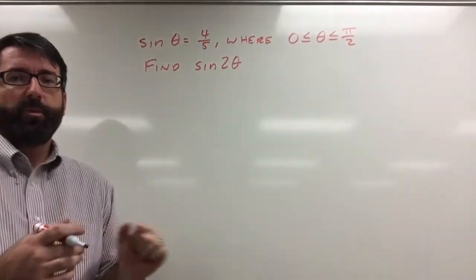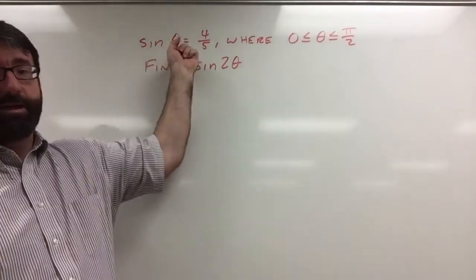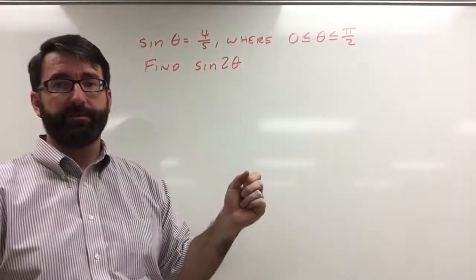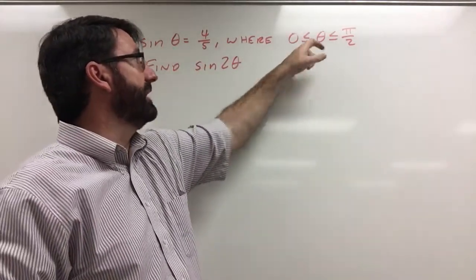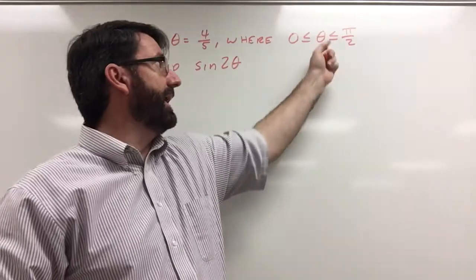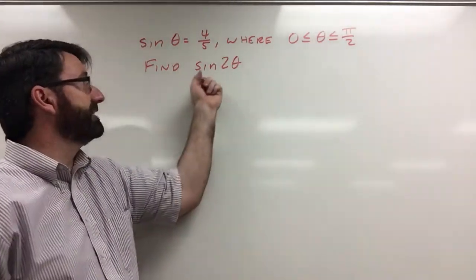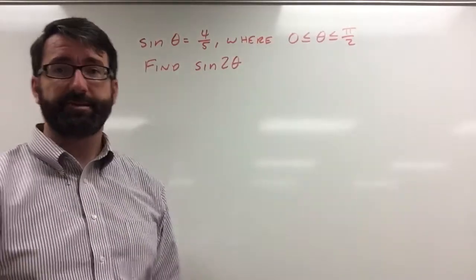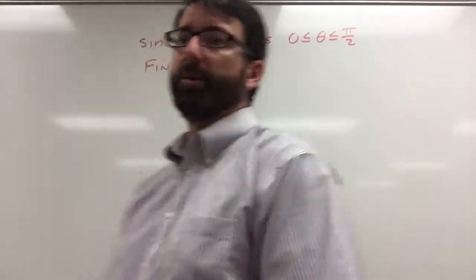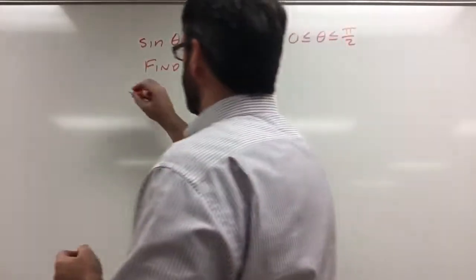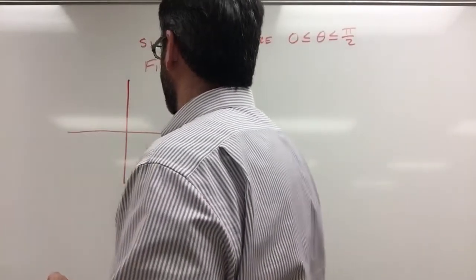For this problem, we're told that the sine of some angle theta is equal to 4/5, where theta is greater than or equal to 0 and less than or equal to pi over 2. And we're asked to find the sine of 2 times that angle. All right, so we're going to start these problems by drawing a little picture.